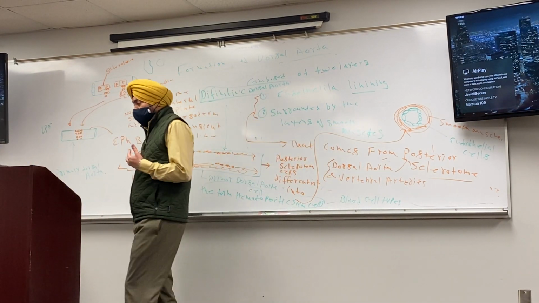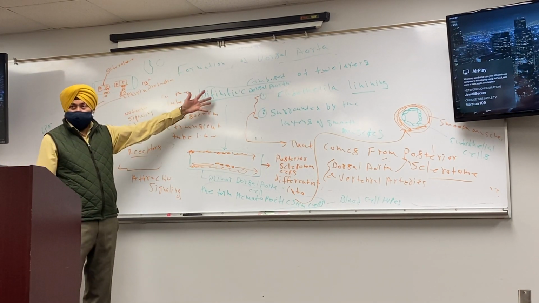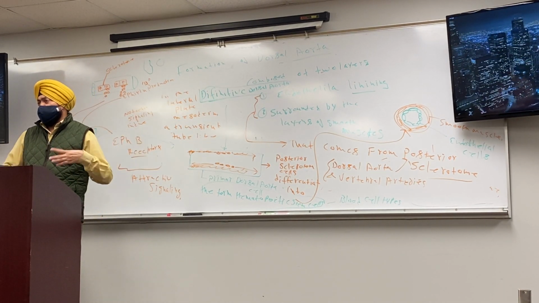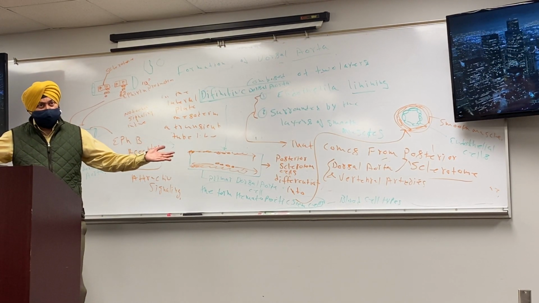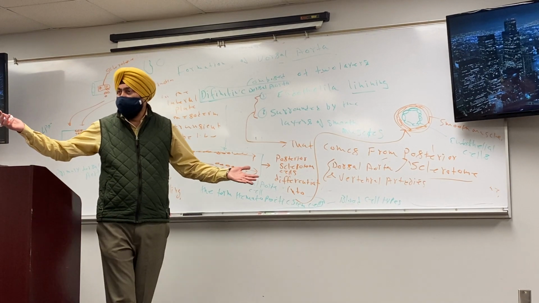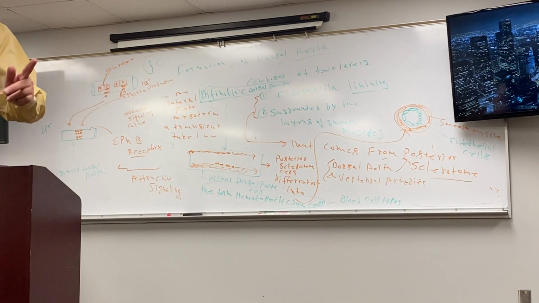So in this way, you get the formation of definitive dorsal aorta, and this is essentially the same mechanism that is going to happen for all the blood vessels. Making sense? Any confusion anywhere? Okay, talk to each other for a minute.